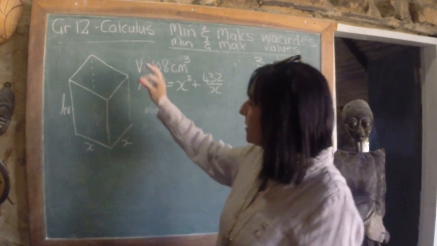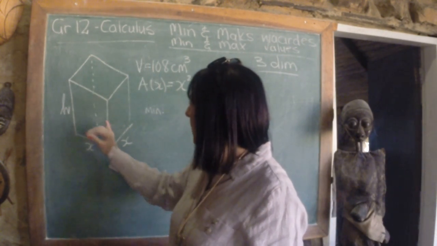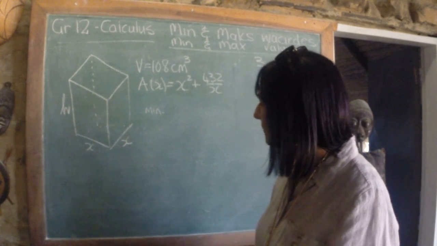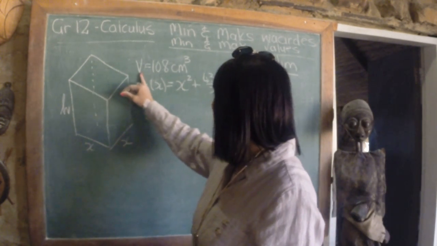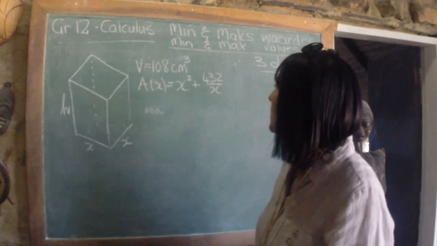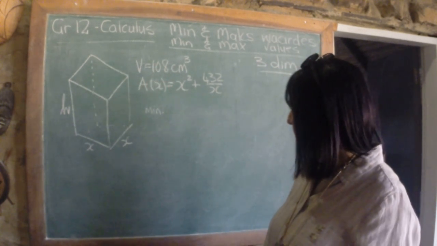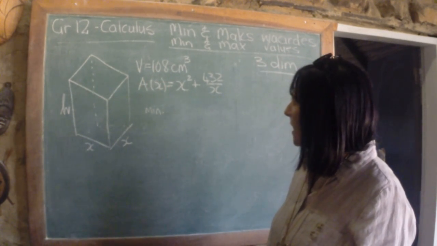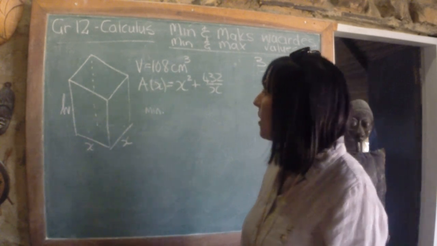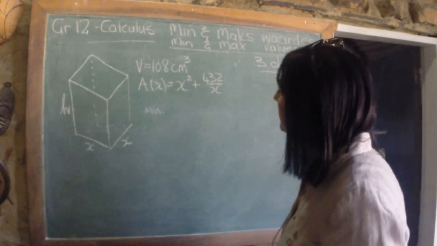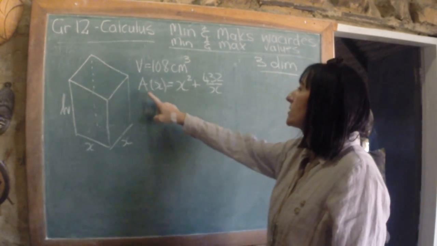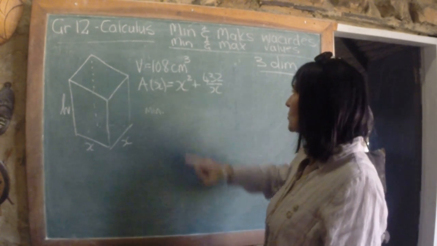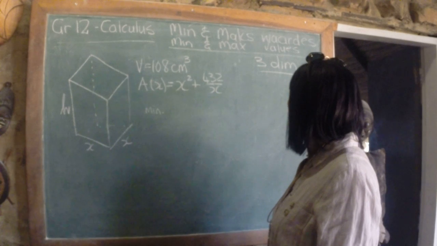Ons het hier 'n driedimensionele figuur and the basis of this three-dimensional figure is a square. The volume of this figure is 108 centimeters cubed. The first question that they ask here is: prove that the surface area of this figure, A(x), equals x squared plus 432 on x.